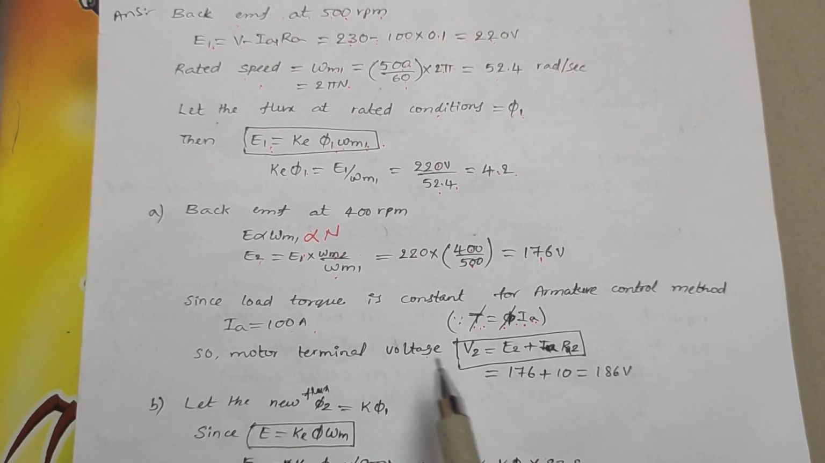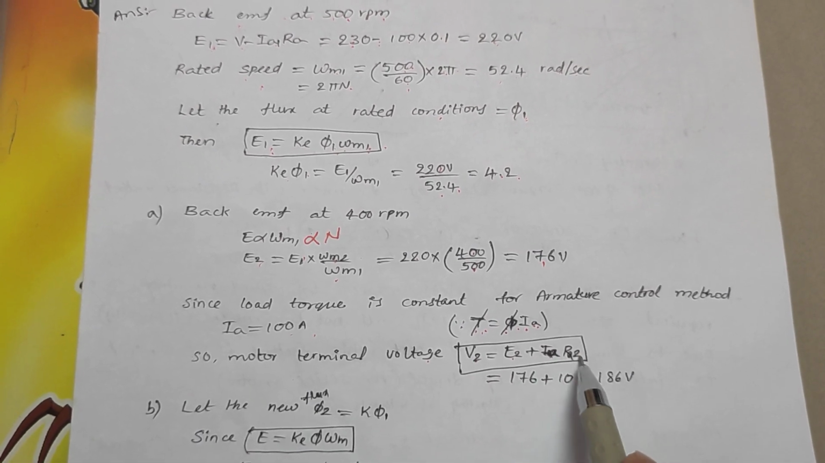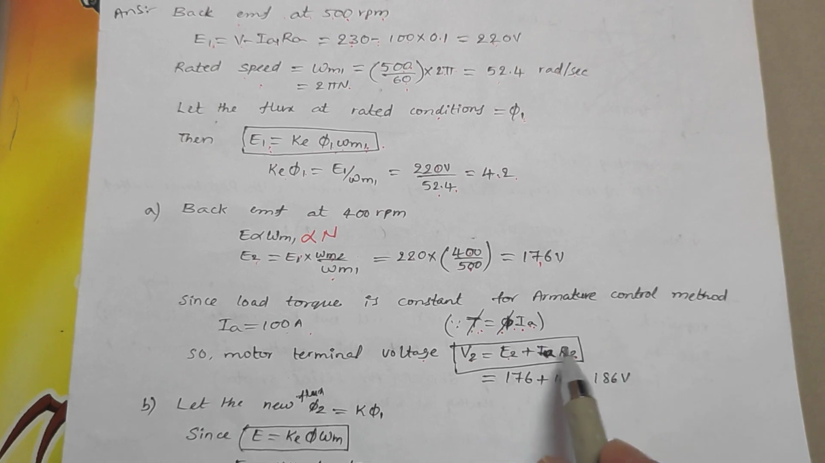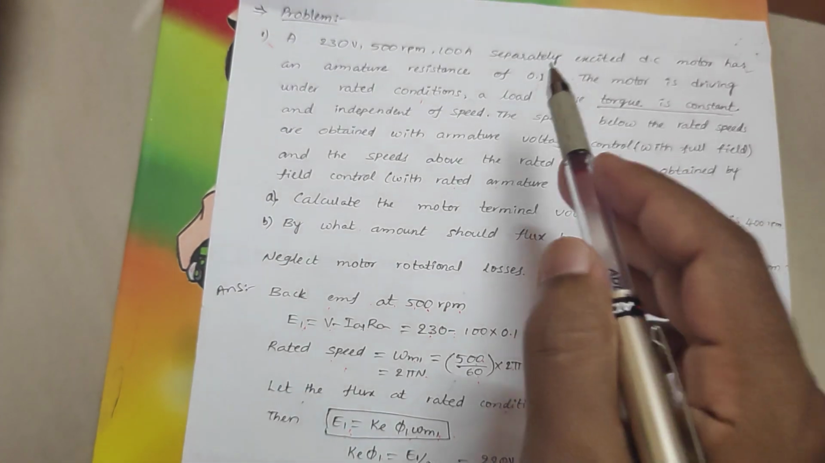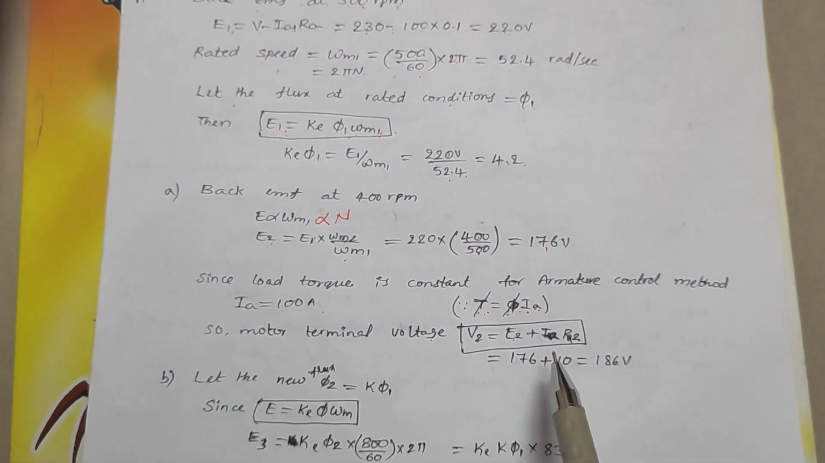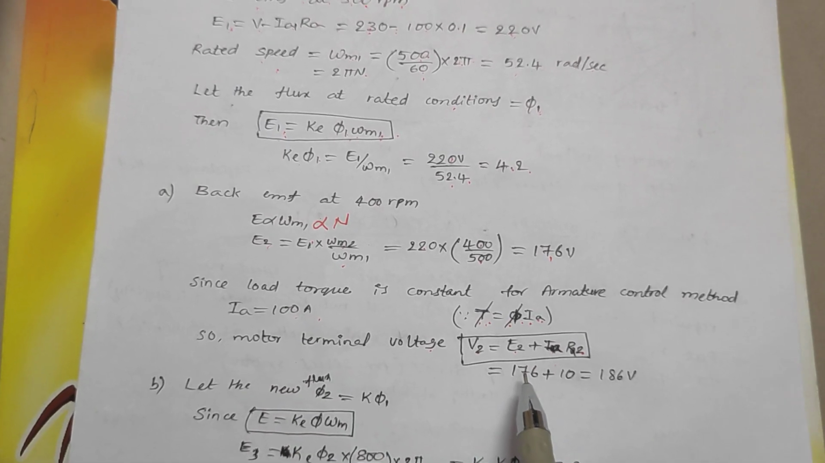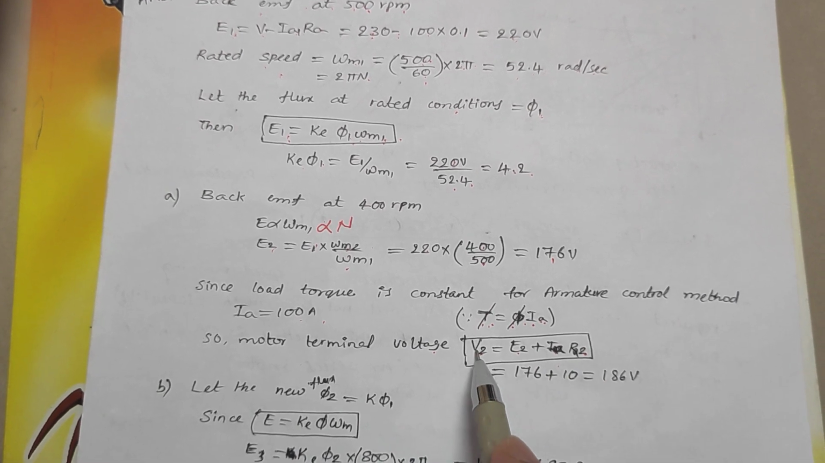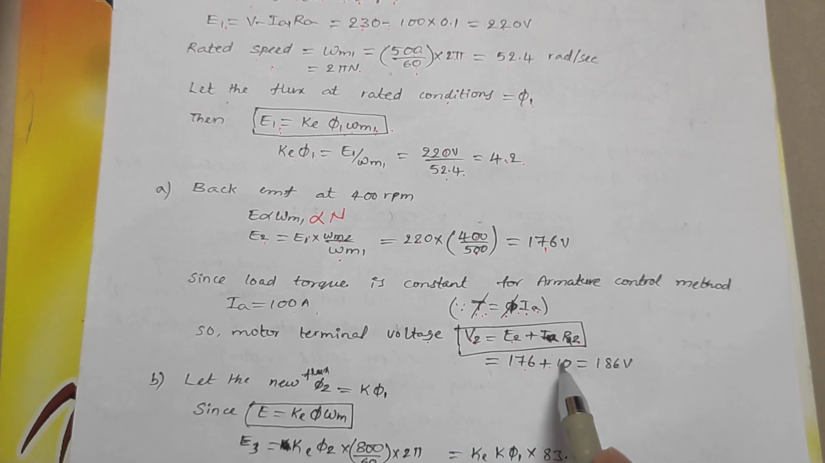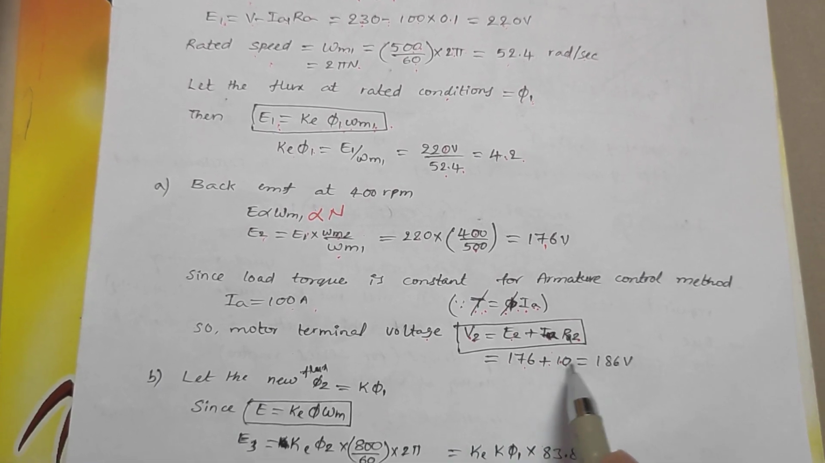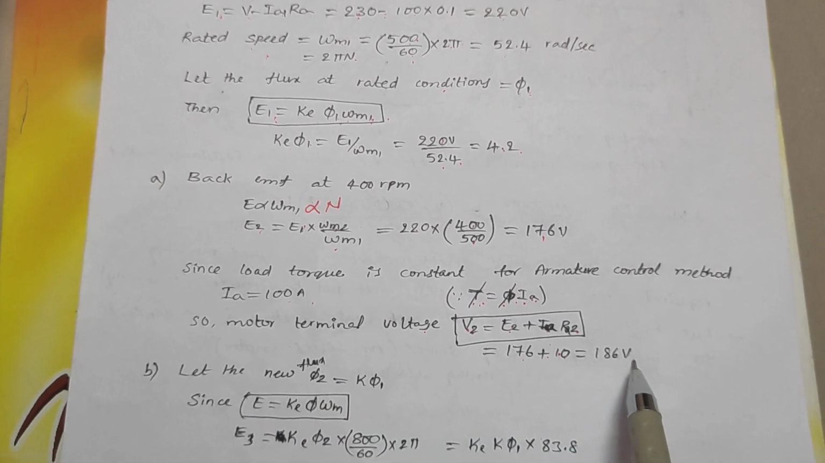So the new motor terminal voltage we can calculate. V2 is equal to E2 plus Ia into Ra. Ra is the armature resistance, which is 0.1 ohm. The armature current is also 100 ampere, and you got the new E2 with respect to the 400 rpm. So V2 is equal to E2, 176, plus Ia into Ra, 100 into 0.1, that is equal to 10. From that you can get the new motor terminal voltage equal to 186 volts.